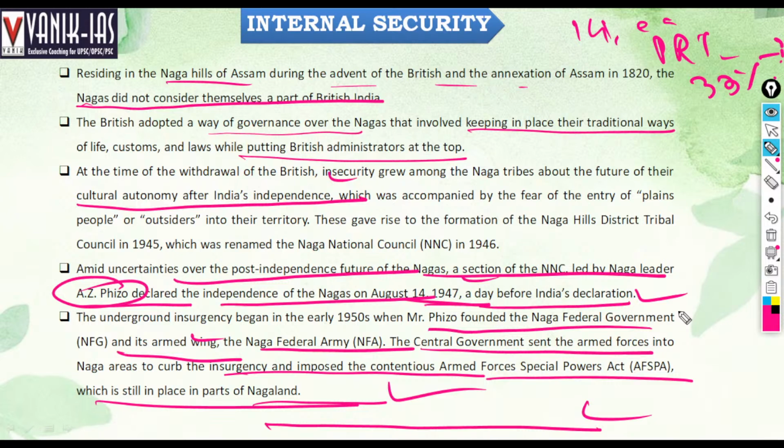So Mr. Phizo started it, and the government had to make this AFSPA to counter the insurgency in the Northeast, which was primarily created by Mr. Phizo, the Naga leader who demanded a new federal government, that is the Naga Federal Government, and that was controlled by the armed forces through the Armed Forces Special Powers Act that is still present in Nagaland. Right? Under the Armed Forces Special Powers Act, you can kill any person if you doubt.